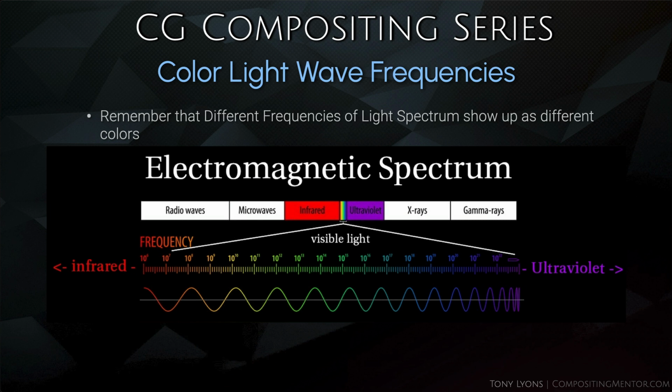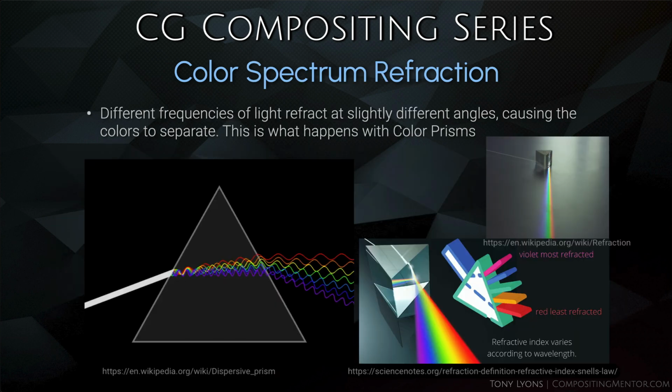Color light wave frequencies. Remember that different frequencies of the light spectrum show up as different colors. So some of the higher frequencies show up as blues and purples, and some of the lower frequencies as yellows and reds. Color spectrum refraction. So even these different frequencies of light, the colors, refract at slightly different angles, and that causes the colors to separate.